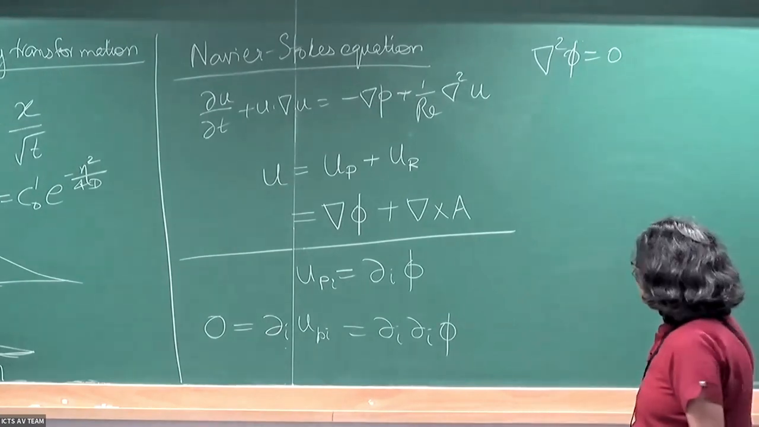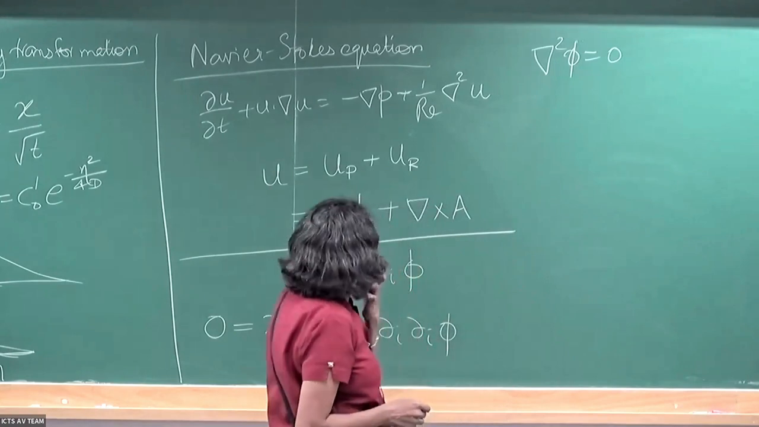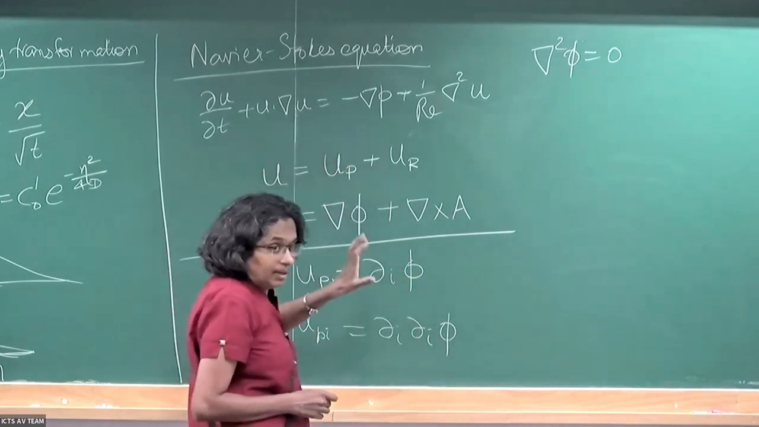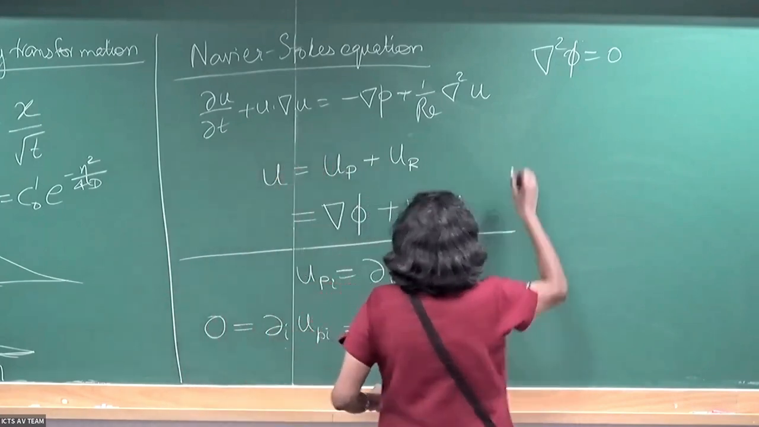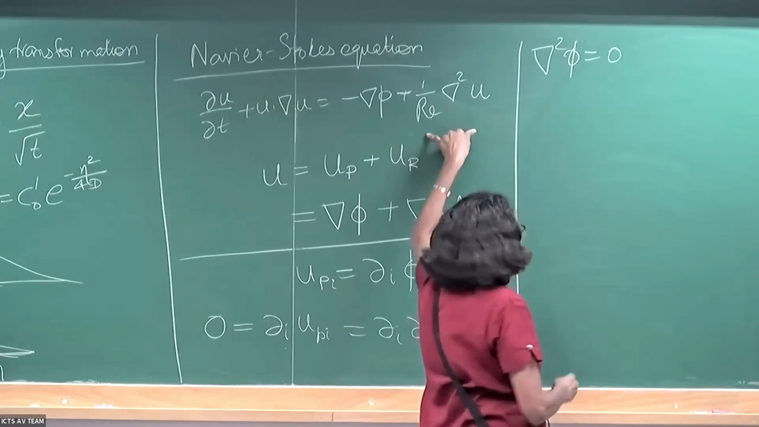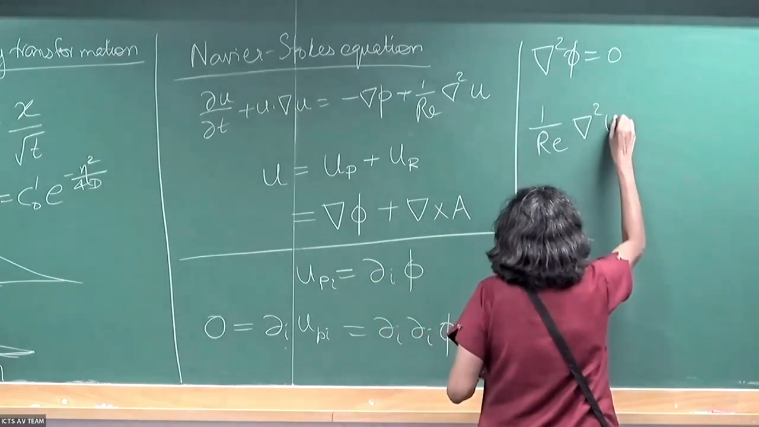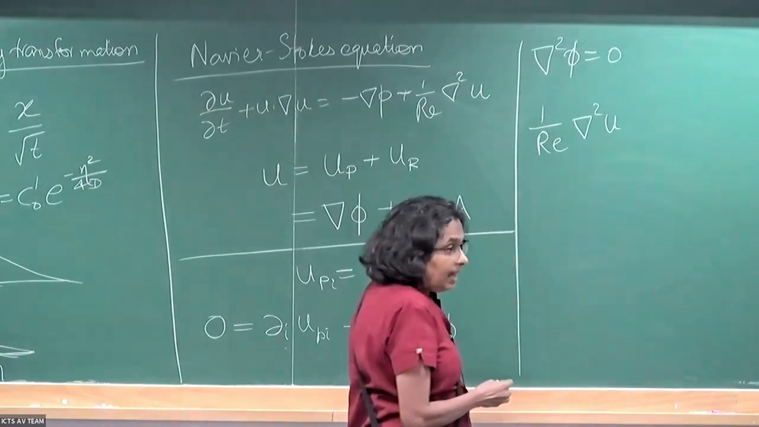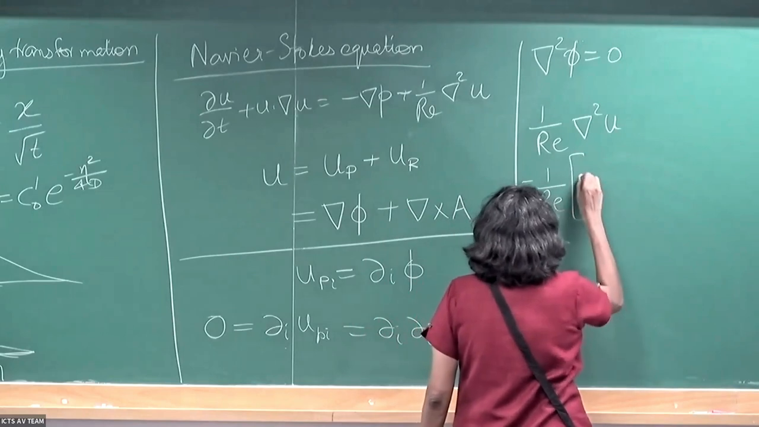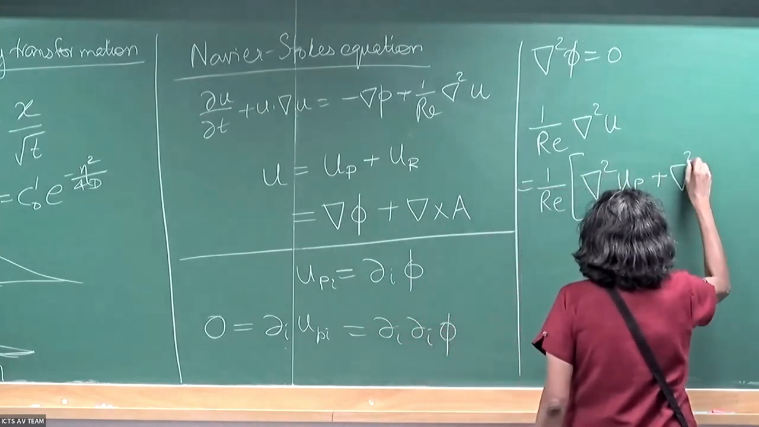Now let's look at what it buys us. What does it buy us? So suppose I wrote the equation for U. In fact, let's not write the full equation. Let's just write the viscous term, 1 over Reynolds del square U. I can write it as 1 over Reynolds, del square UP plus del square UR.